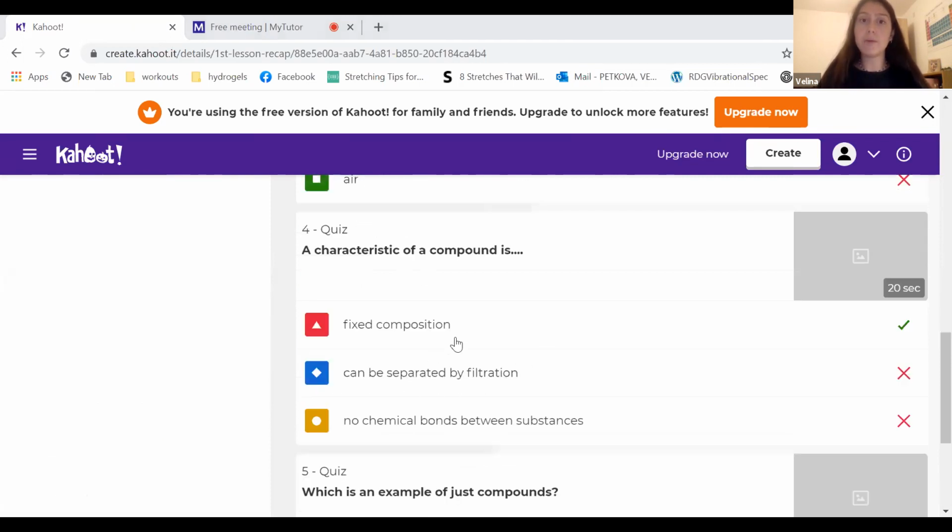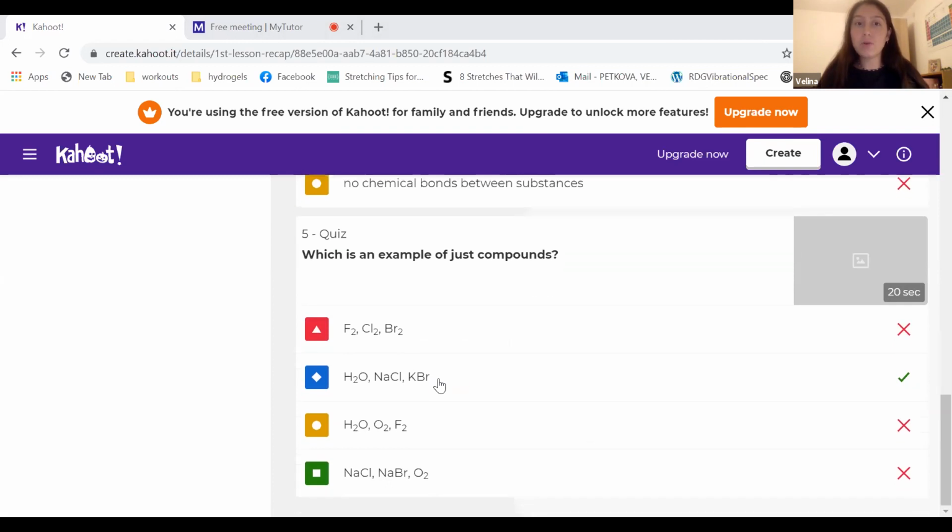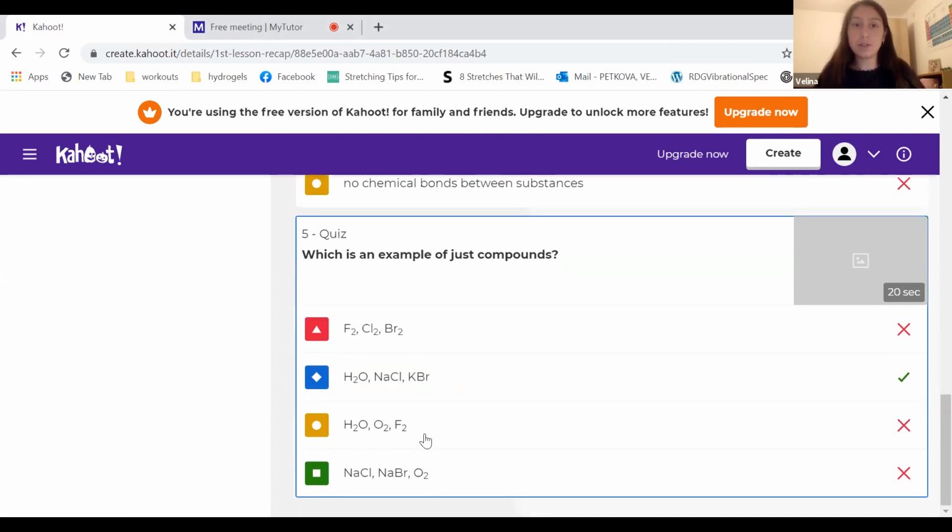So then characteristics of a compound, well done, lots of people got it correct. Fixed composition. It can't be separated by filtration because that's a physical method and we need to separate it through chemical reactions, and there are no chemical bonds between substances. And which is a compound? Only the blue are compounds because the rest all have elements. So in that case, they're all elements. This one, F2 and O2 is an element, and here O2 is an element.